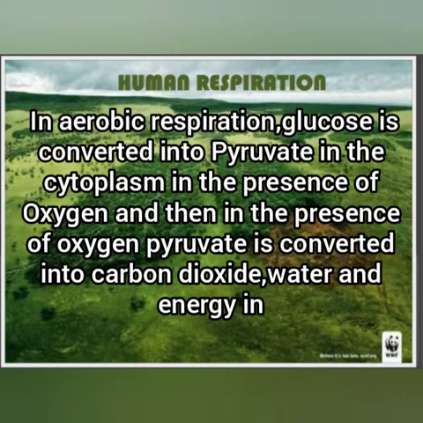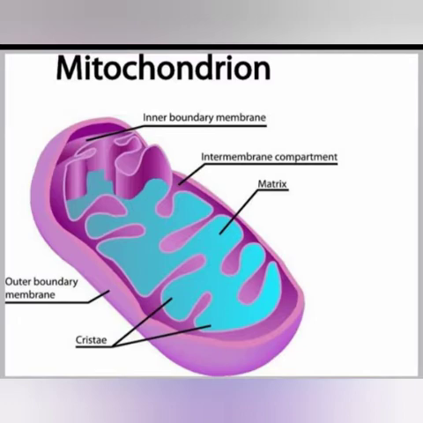In aerobic respiration, glucose is converted into pyruvate in the cytoplasm, and then in the presence of oxygen, pyruvate is converted into carbon dioxide, water, and energy in the mitochondria.